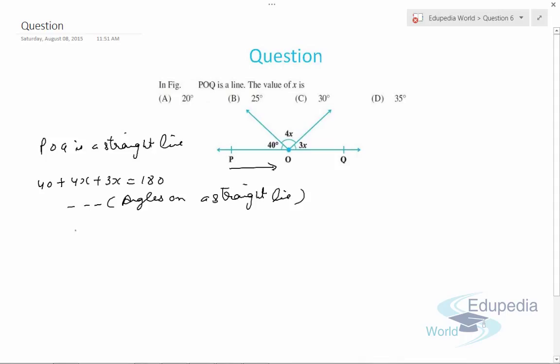So it will come out to be 7x equals 180 minus 40. So 7x equals 140. So x is 140 upon 7, which is 20. So the value of x is 20. So let's move on to the next question.